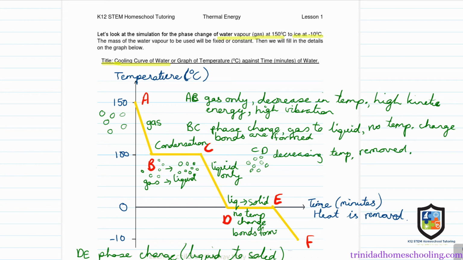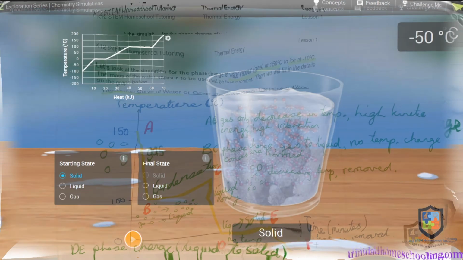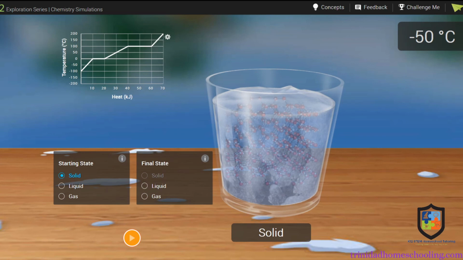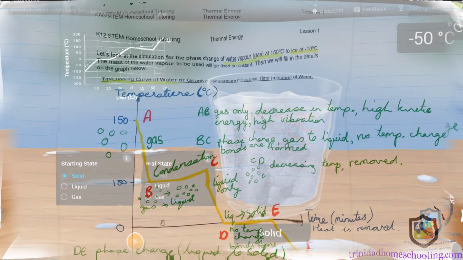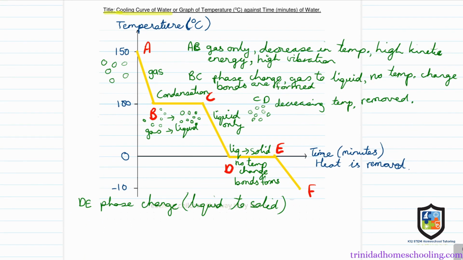And we saw in the simulation what the bonds look like, right? They were the black lines between the water molecules. So here's what that looked like. And then at E and F, we have solid only. Okay, so E and F, we have no phase change, but we have solid only. Now we talk about here being condensation, but at this phase change here, what is that process called? That process is freezing. And freezing occurs at 0 degrees Celsius.